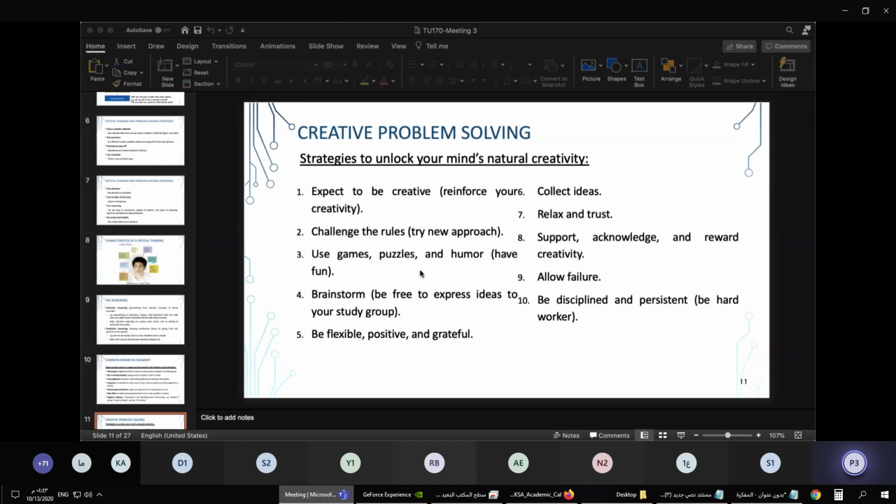Support, acknowledge, and reward creativity. Always reward yourself and support yourself while you are finding creative solutions. Allow failure. Failure is there, sometimes it happens, and always accept failures, but try to find a new solution. Be disciplined and persistent. Be a hard worker. Be consistent.